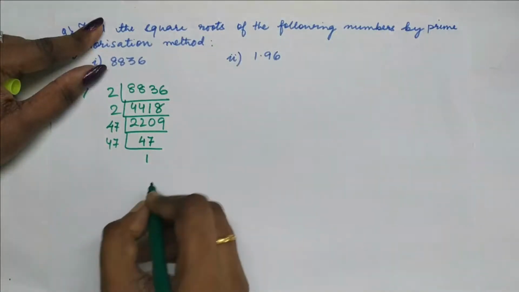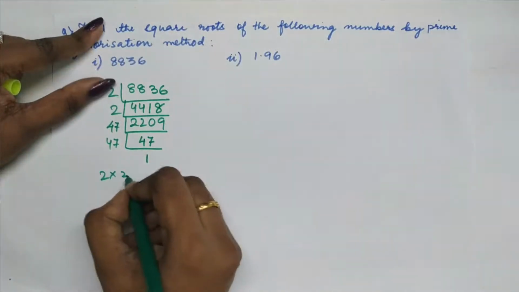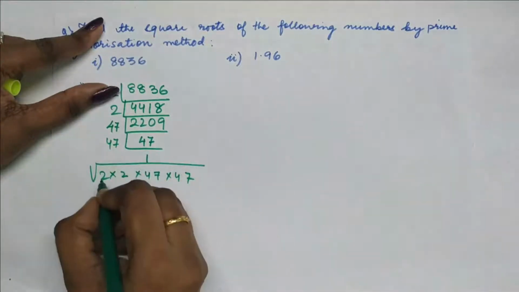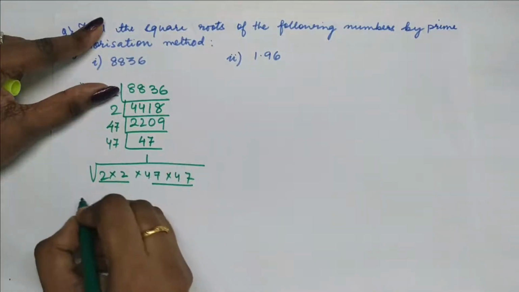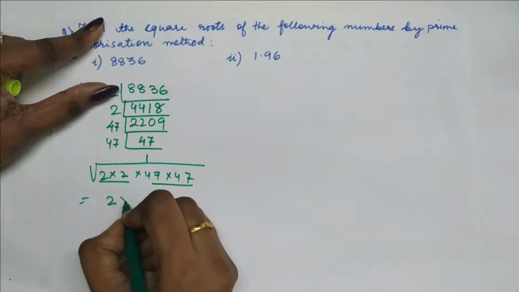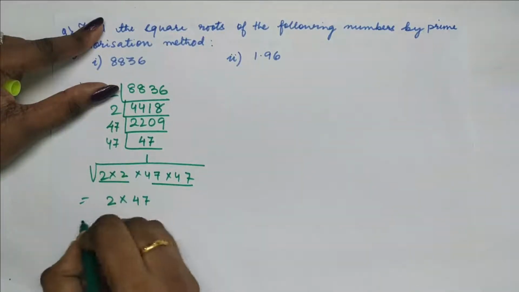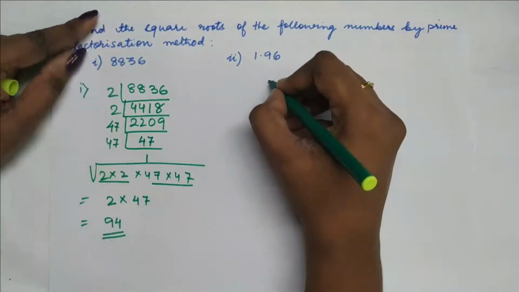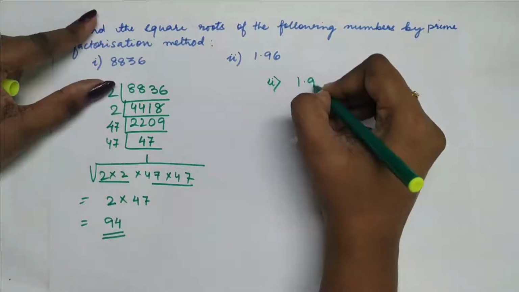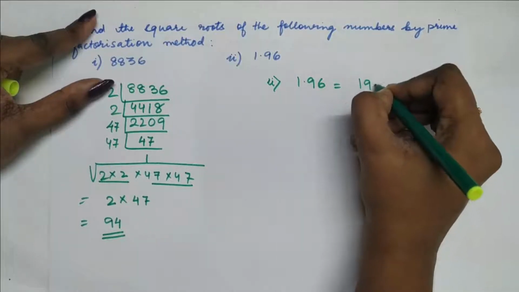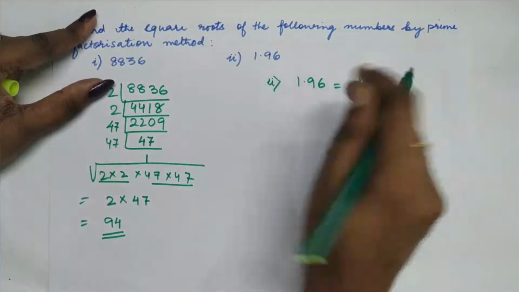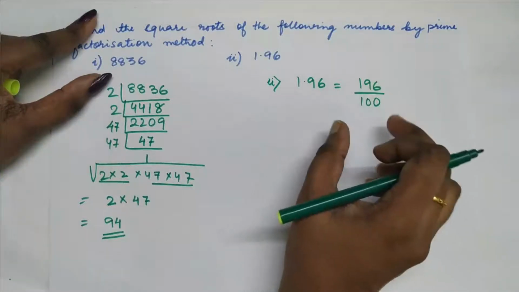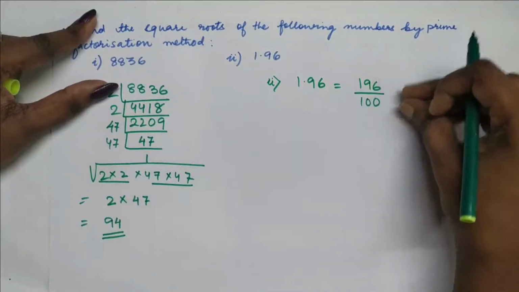I know it is a big number. So you will get 2 into 2 into 47 into 47. So to do the square root, we need to make pairs of the numbers and take only one factor out of each. So the final answer is 2 into 47, that is 94. Now similarly for part 2, which is a decimal number, I will remove the point and write 100, because after the point there are two digits, I am representing it as a decimal fraction and I have to solve this separately.